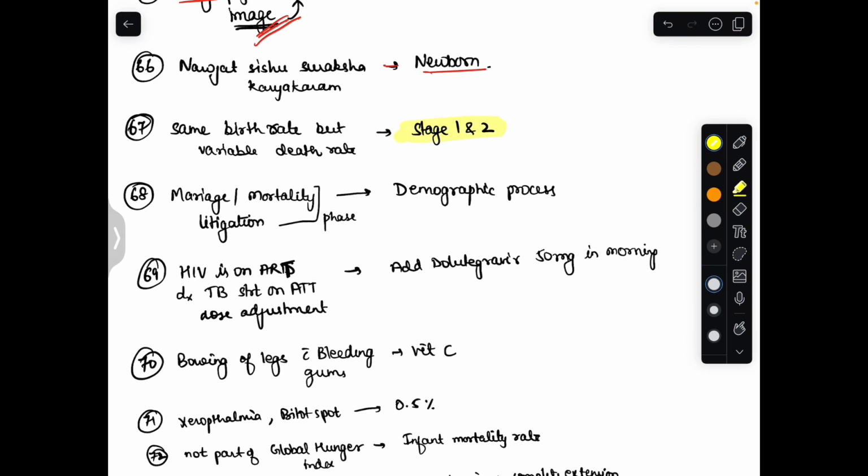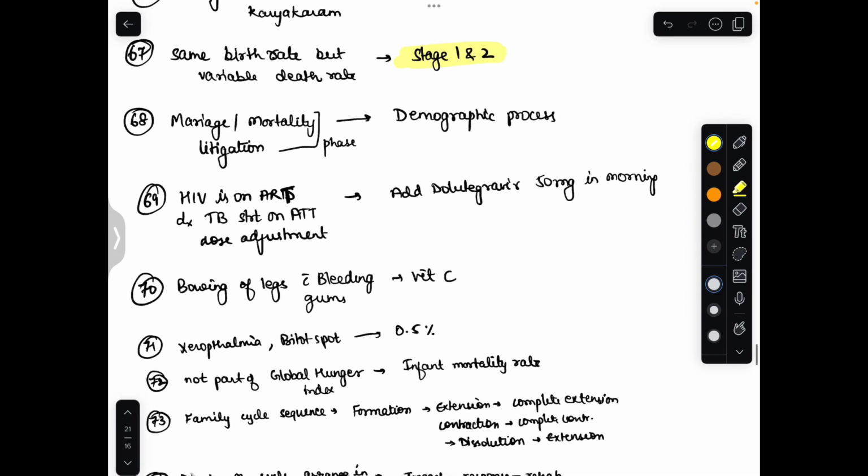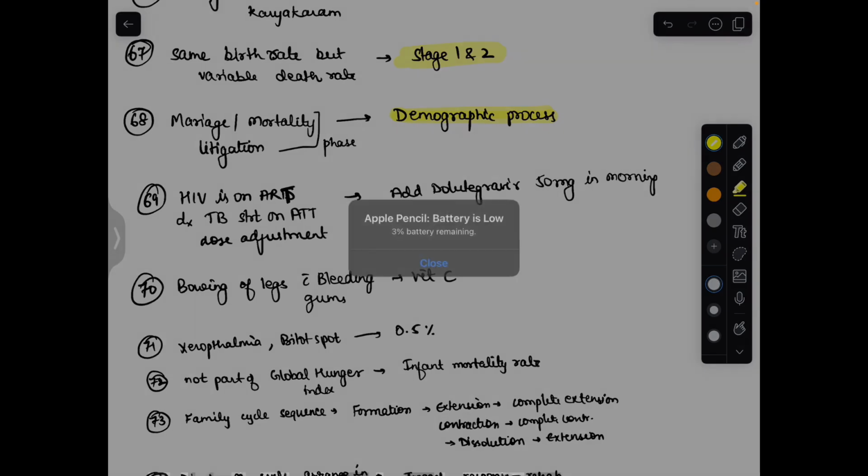Now for 67, the same birth rate but variable death rate is given, and for this stage 1 and 2 is the correct answer, because in stage 1 and 2 the birth rate will be the same but the death rate is variable. Okay. Now for the 68th question, marriage, mortality and litigation. These phases will be given in the question and we have to check whether it is a demographic process or something else.